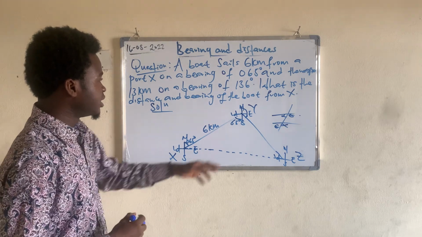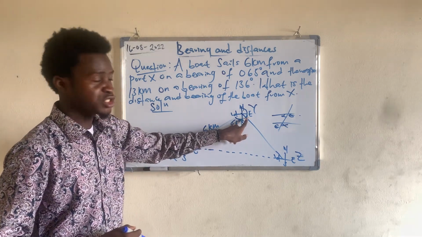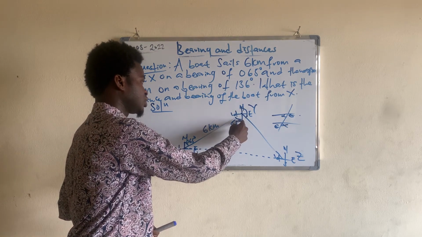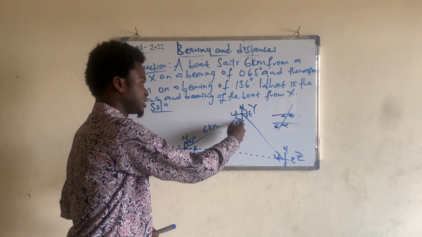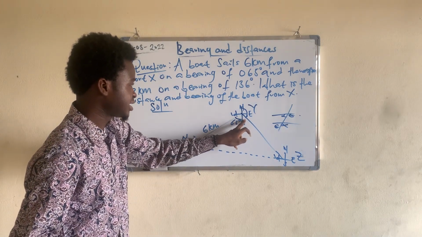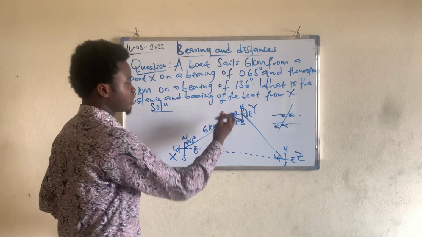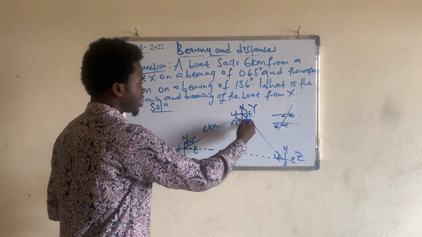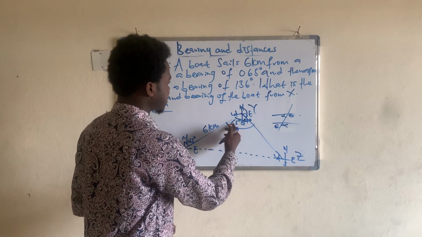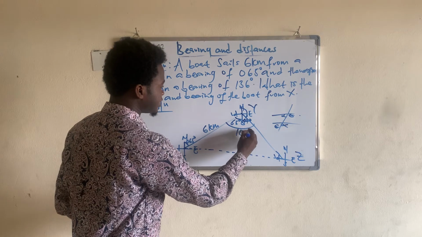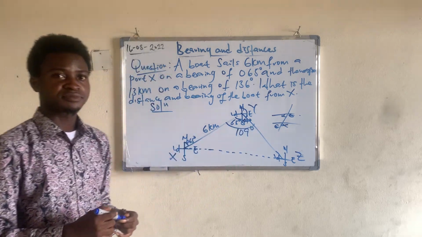Okay, we need to get the other angle, this small portion here. If this here is 136, and from north to the south pole here is 180, then 180 minus 136 will give me this small portion. 180 minus 136, that's 44 degrees. So I'll sum the angles in this triangle. 65 degrees plus 44 will give me 109 degrees.